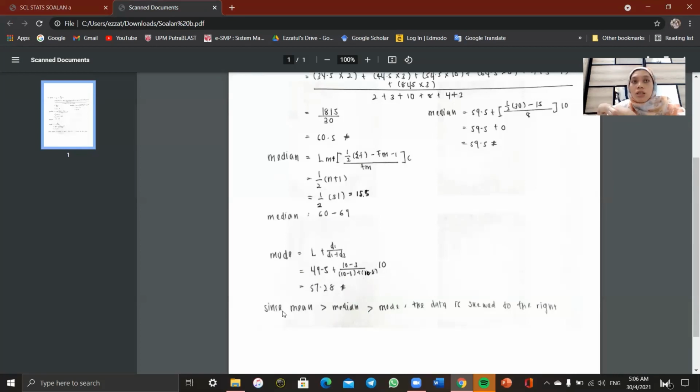So the conclusion is the mean is more than the median, more than the mod. So the data is skewed to the right, which means people score higher. Okay, that's all from me.